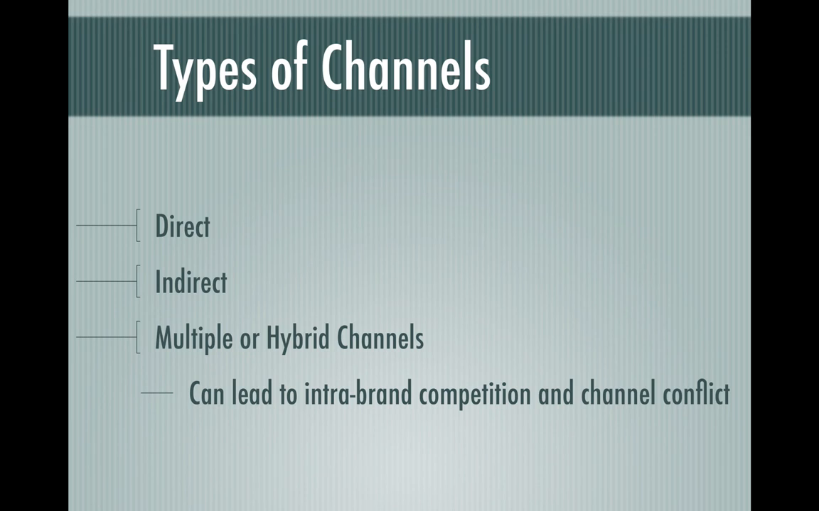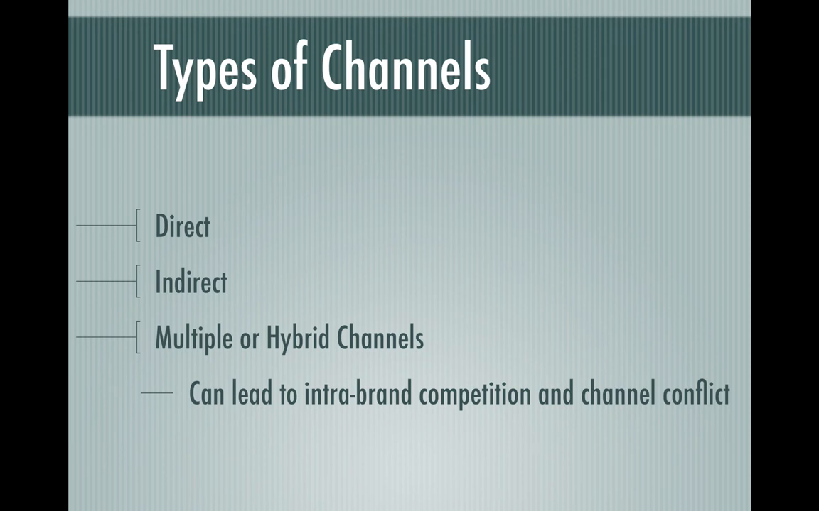And indirect channels are where you use independent businesses like wholesalers and retailers between the manufacturer and the end user. And of course, as a company grows, as it addresses larger global markets, then it might need a combination of direct and indirect channels, and those combinations are called multiple or hybrid channels.